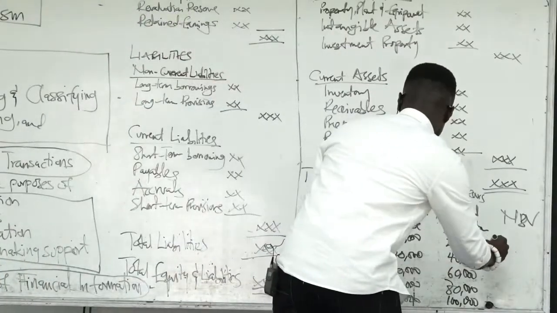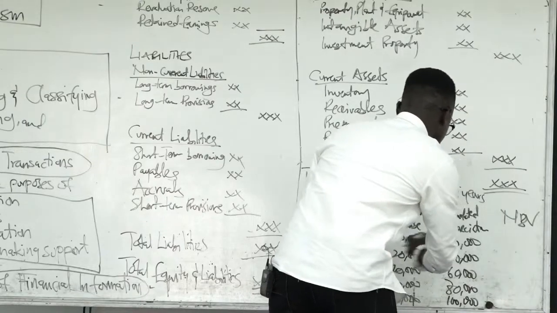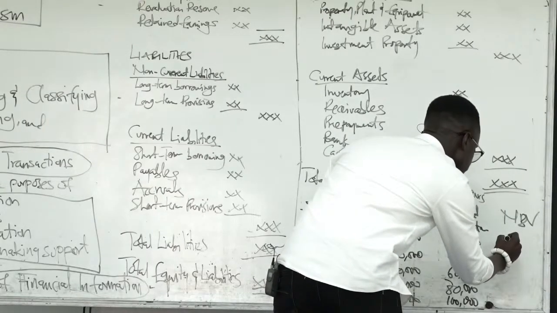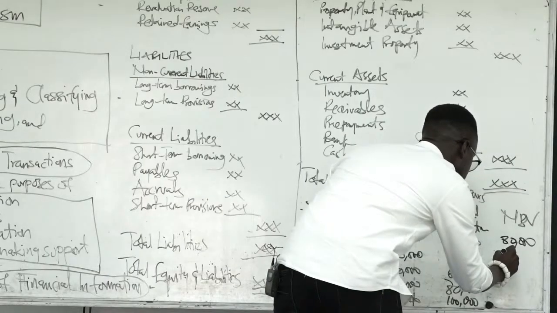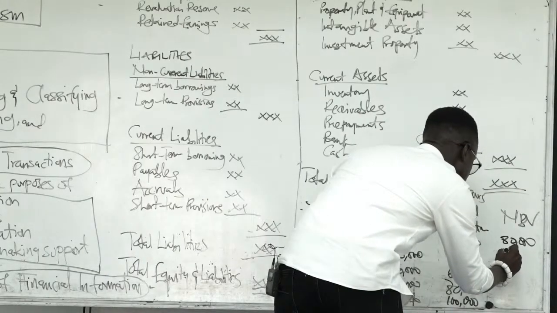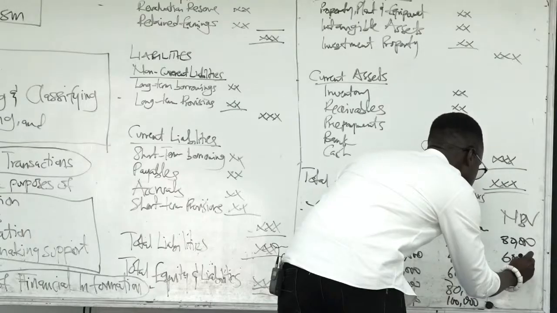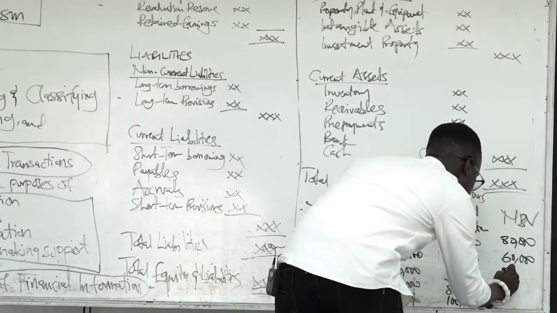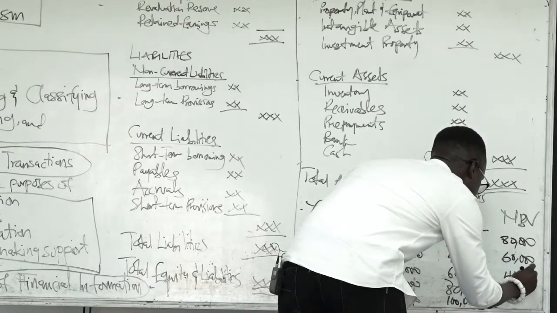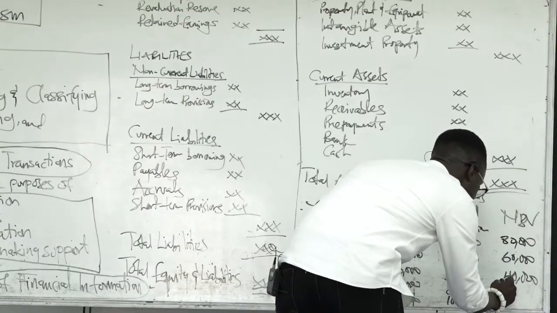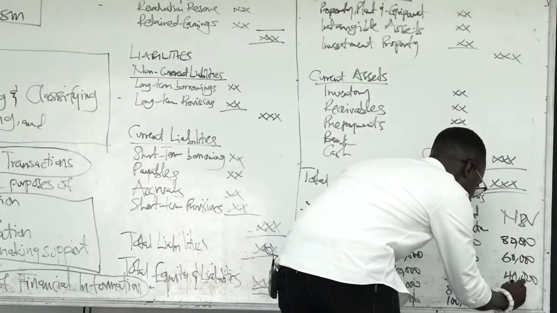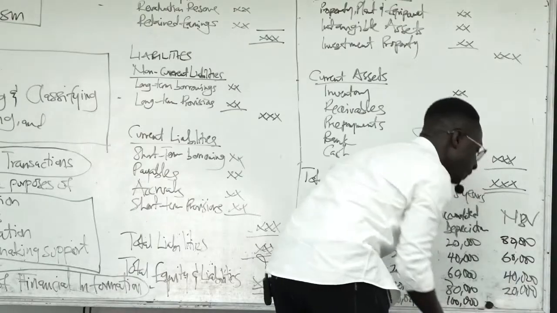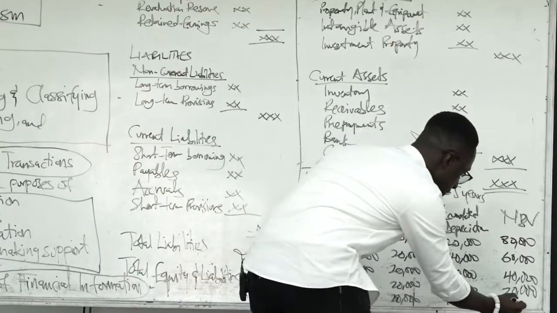So here you have first year will be what? 80,000. Second year will be what? 60,000. Third year, 50. Oh, fourth year. Fourth year, 20,000. And then the fifth year, 0.